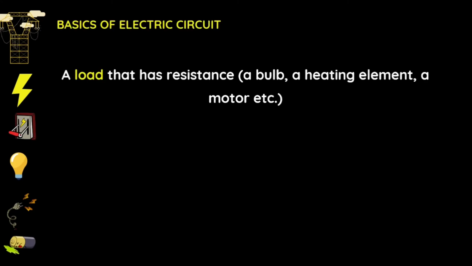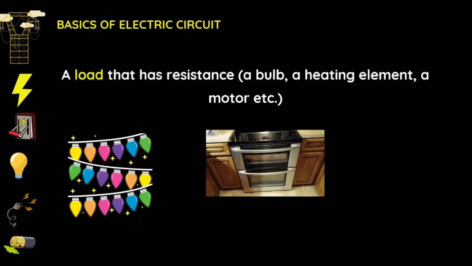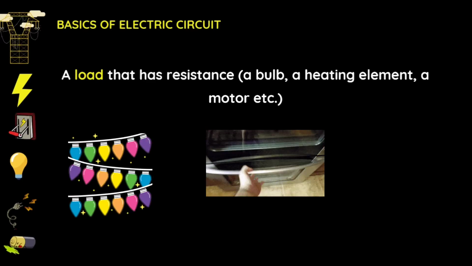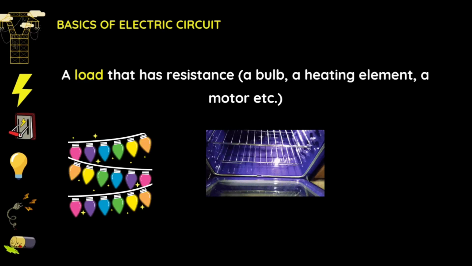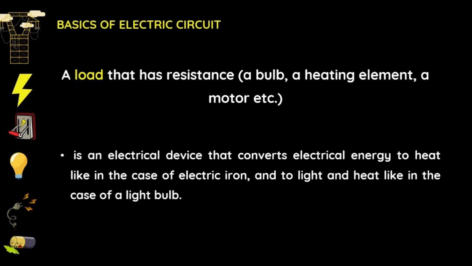And finally, the load that has resistance. It can be a bulb, a heating element, a motor, and others. A load is an electrical device that converts electrical energy to heat, like in the case of electric iron, and to light and heat, like in the case of a light bulb. Our appliances can also be considered as a load.